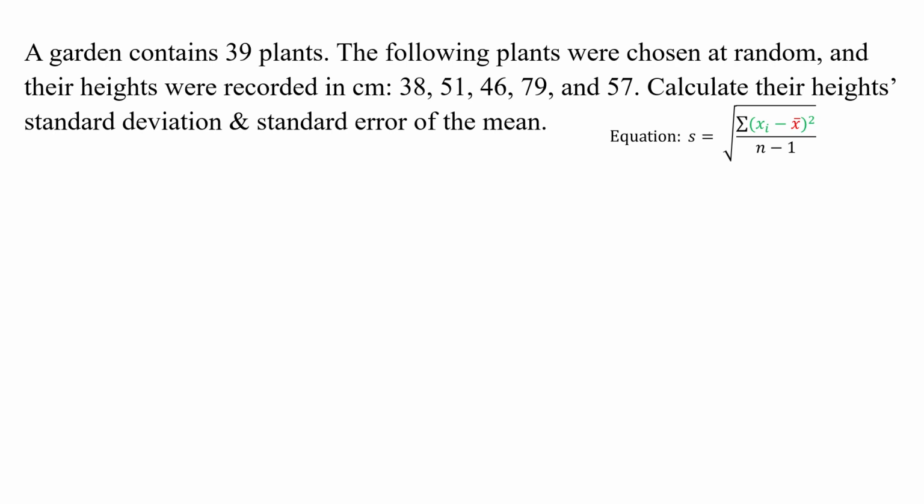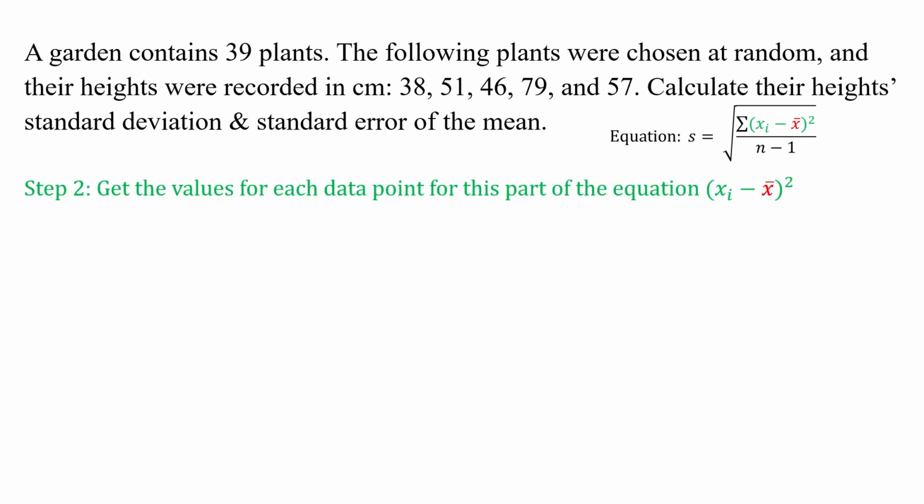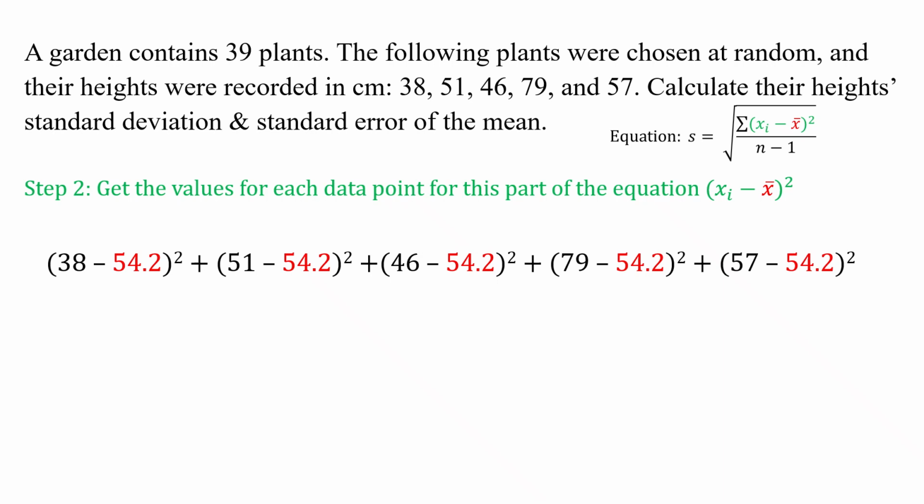Okay, step number 2 is highlighted in green. We're going to get the values for each data point for this part of the equation, xi minus the average squared. So I'm taking all of these data points you guys see, 38 minus 54.2. Again, remember, that's red, that was the average. And so we take all those values and square it. So 38 minus 54.2 squared plus yada, yada, yada. I'm not going to read all of that to y'all, but these are indeed the new values.